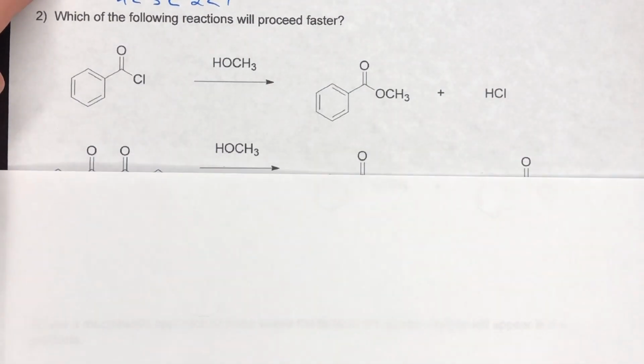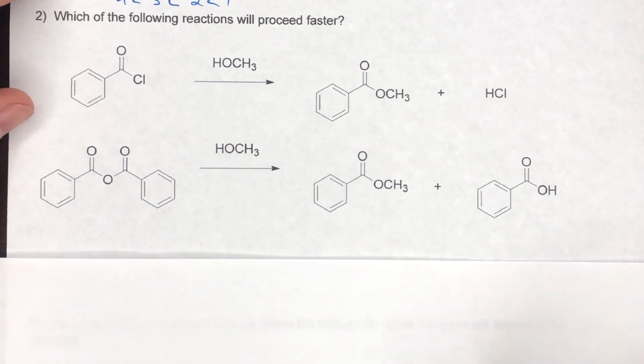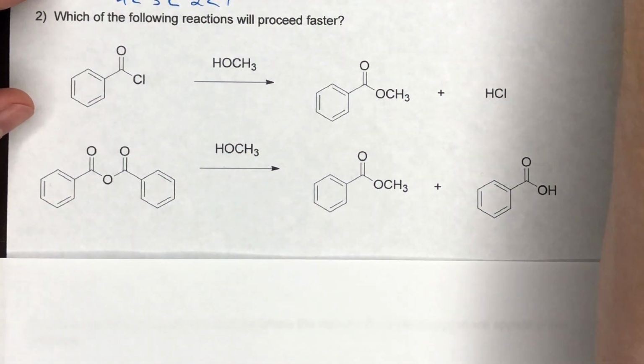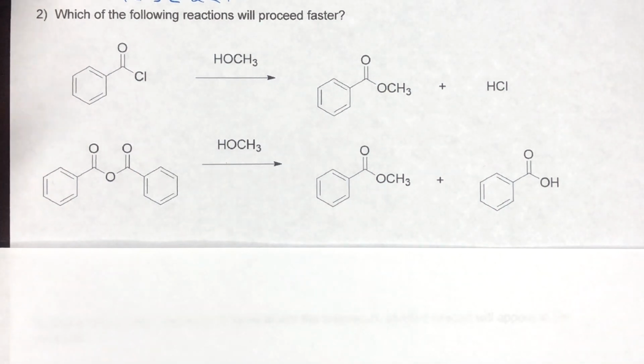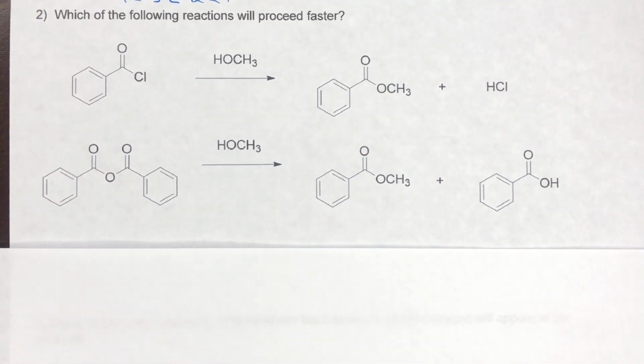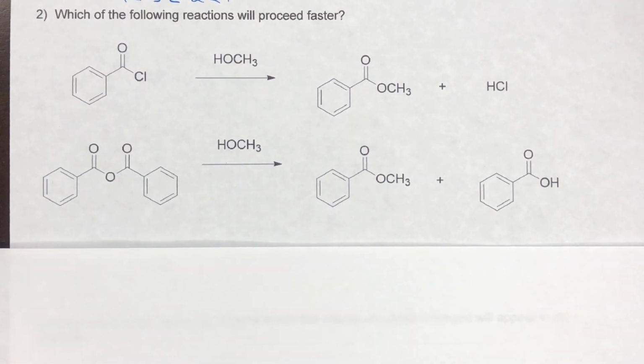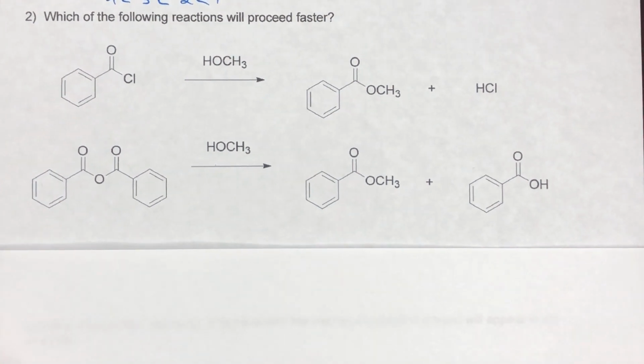So question 2 is which of the following reactions will proceed more readily or faster? And here we have a similar situation. Again, we have carboxylic acid derivatives, and now we have an alcohol as our nucleophile. So again, we are relying on understanding the leaving group propensity to dictate which will proceed faster.